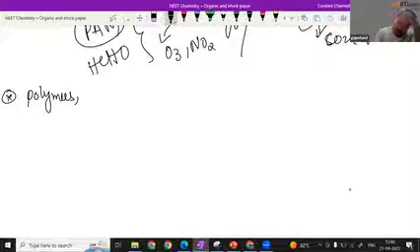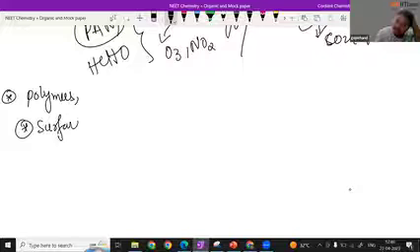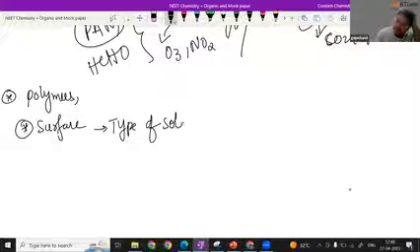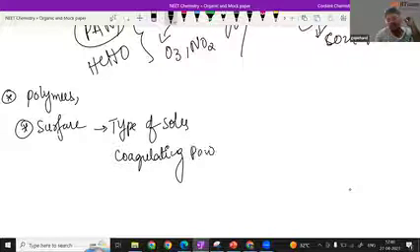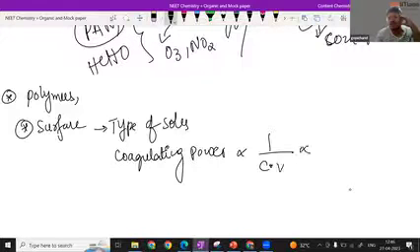Then surface chemistry you should know about. From surface chemistry, basically you should know about types of sols. You should know about coagulating power, which we have just discussed. That is another important point. It is inversely proportional to coagulation value and directly proportional to the charge. So it depends upon the type of sols.